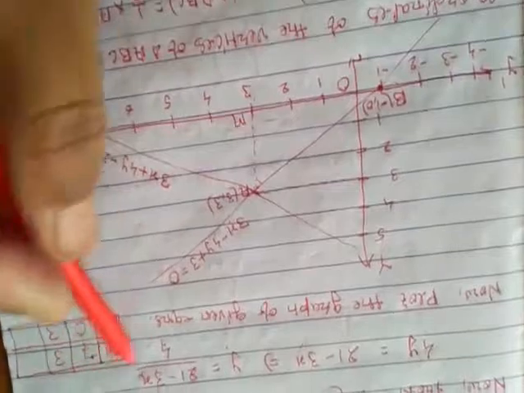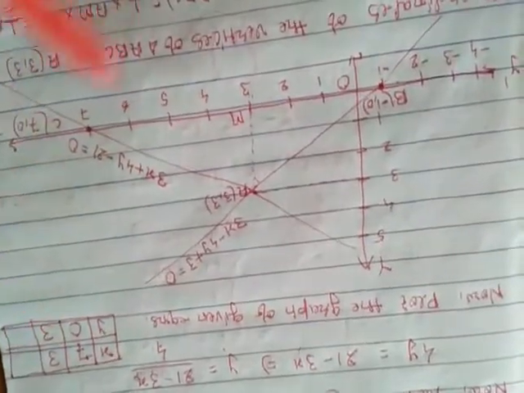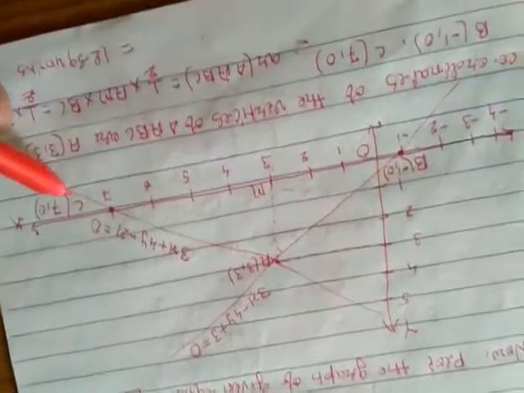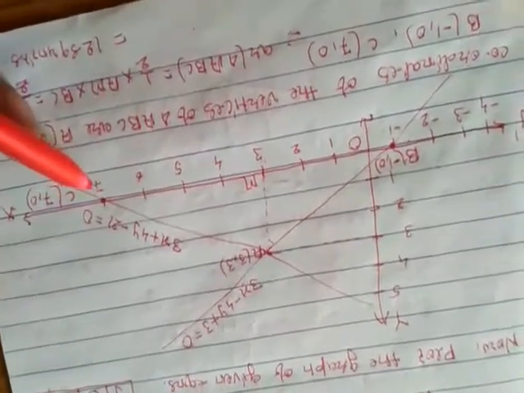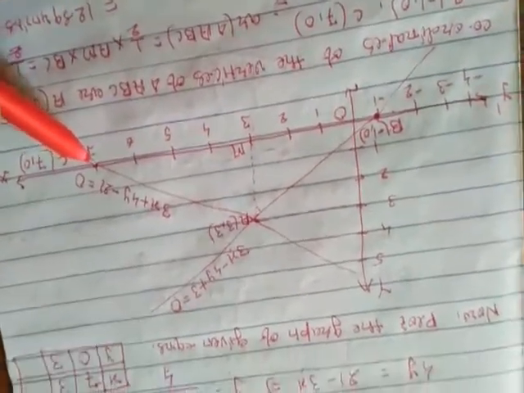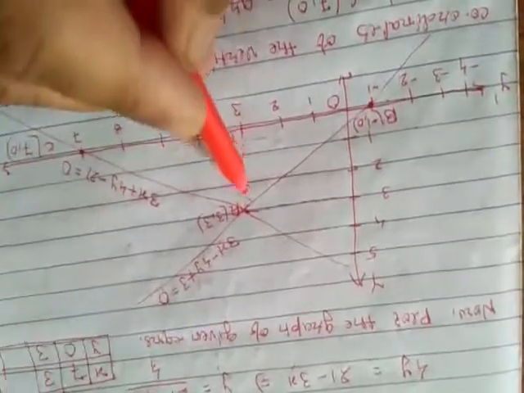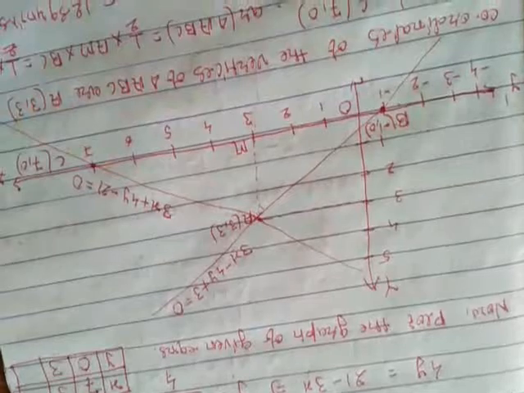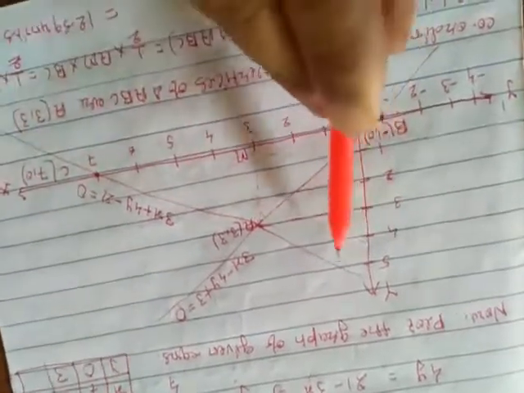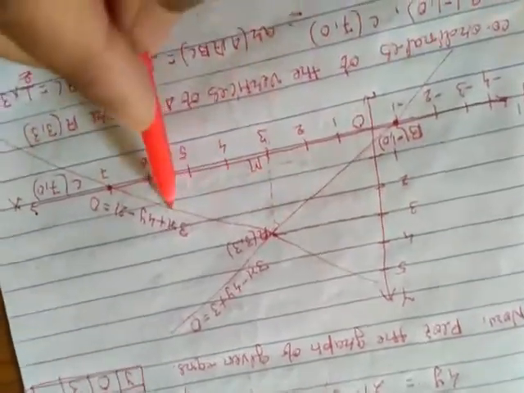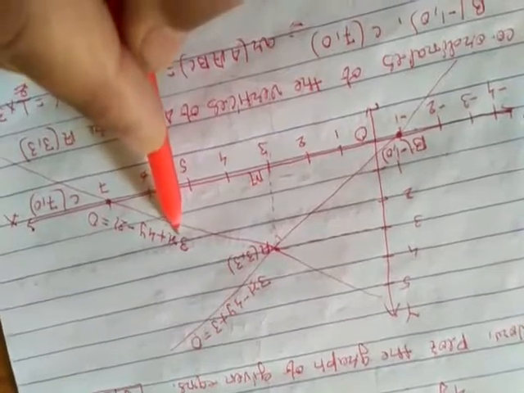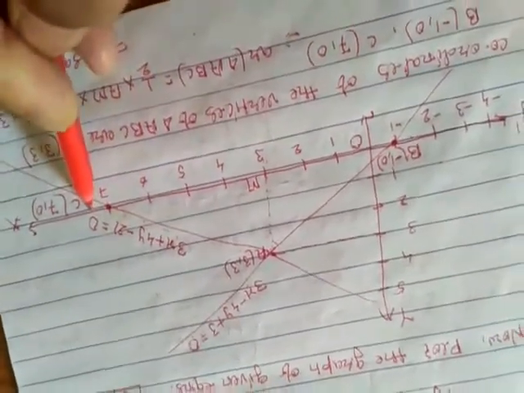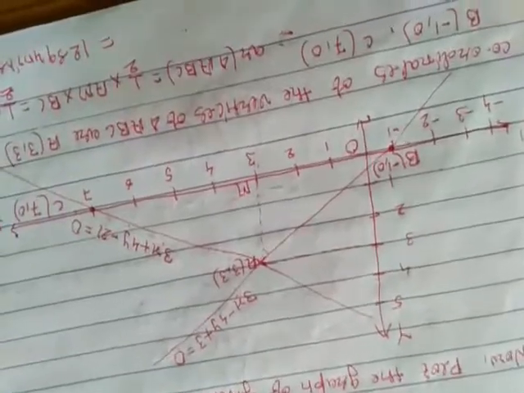Similarly, you plot the coordinates from the second equation. Our first coordinate is 7, 0. So we plot 7, 0 at point C and 3, 3 at point A. Join AC and produce it on both sides. So this line AC is the graphical representation of 3x plus 4y minus 21 equals 0.